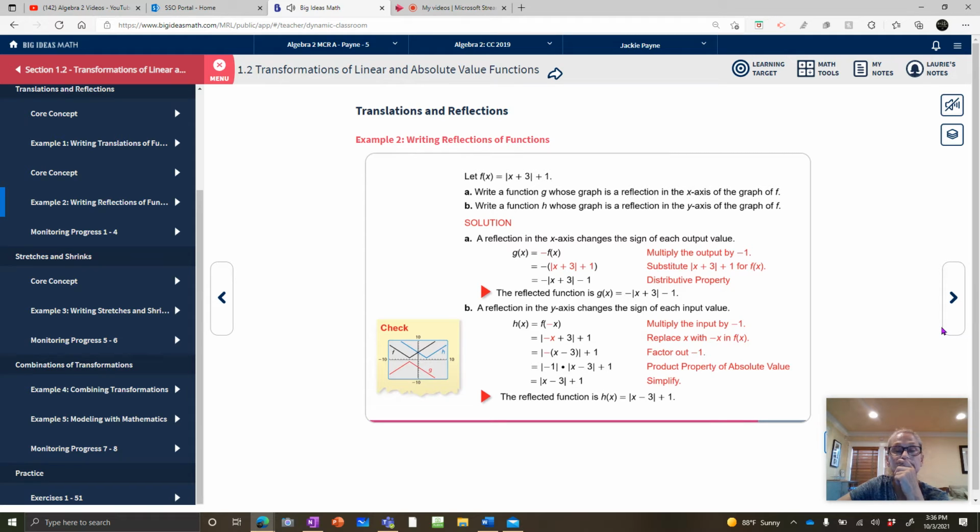Use a graphing calculator to graph the parent function f of x and its two transformations, functions g of x and h of x. You can see that the graphs of g and h show correct reflections.